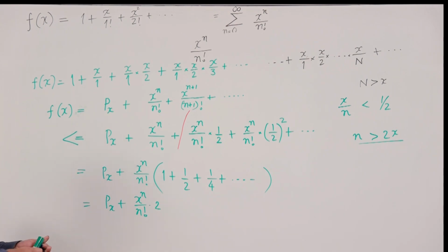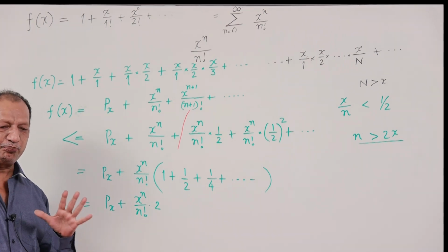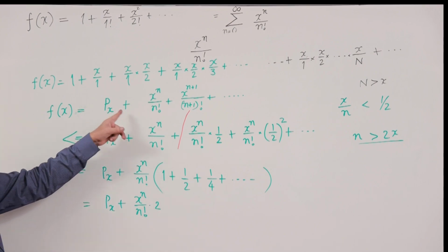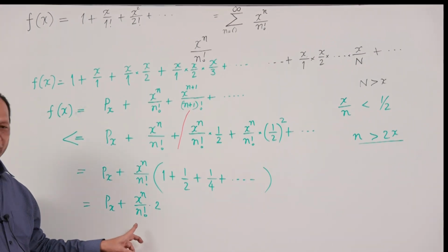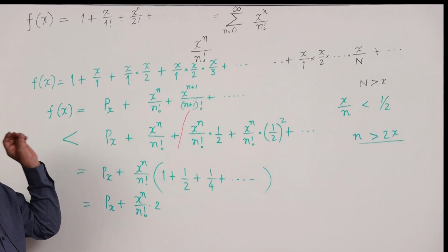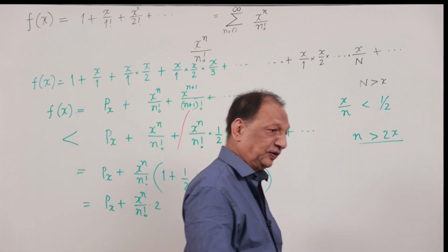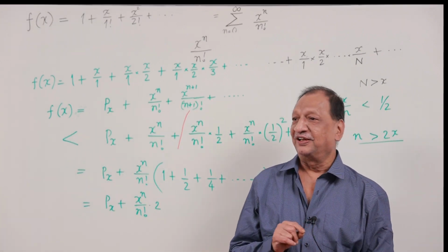Correct? Now this total is a known final quantity and we have just proved that our original fx must be less than or equal. Actually must be less than, there is no equal to also. It's definitely less than this finite quantity. Therefore, that exponential series is convergent.